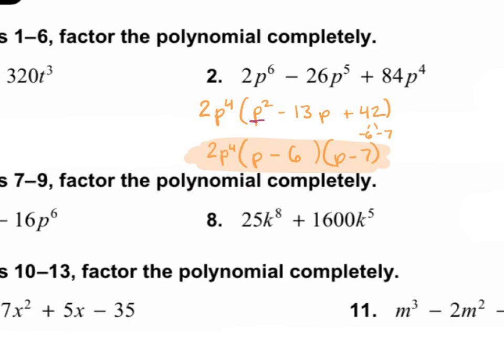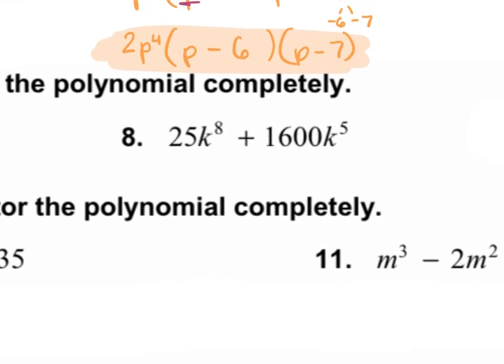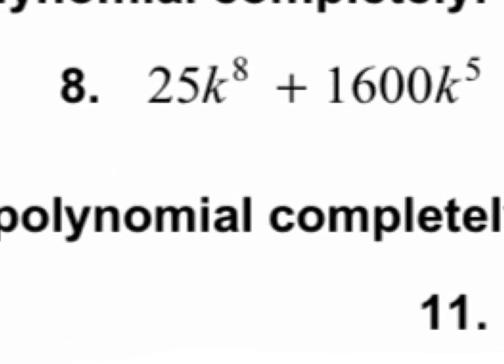Alright, let's look at number 8. So again, we need to factor completely. What should we do first? Greg. That's it. 25k to the 5th power. 25k to the 5th power comes out. Perfect. So what are we left with? K to the 3rd power plus 64.